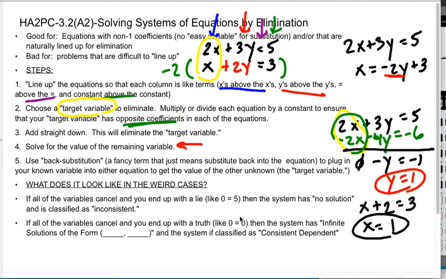And if what remains is a truth, like 0 equals 0 or 10 equals 10, then the system has infinite solutions of a particular form, which you'll have to find, just like we did with substitution, and it would classify as consistent dependent. So we're going to walk through a bunch of examples, and for the first couple examples, I'm going to require that you solve with elimination, not because I would make you do that on a test, but because it's good that you get practice using all these methods, and then later I'll let you choose which of the methods we know so far you want to use.